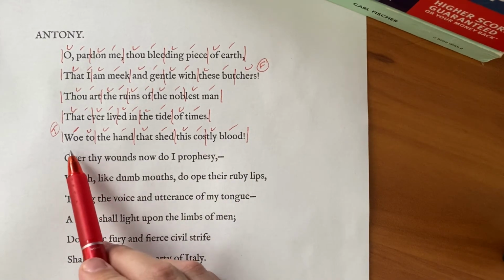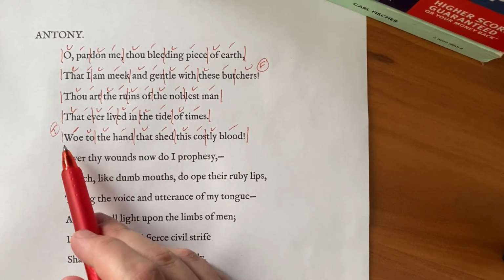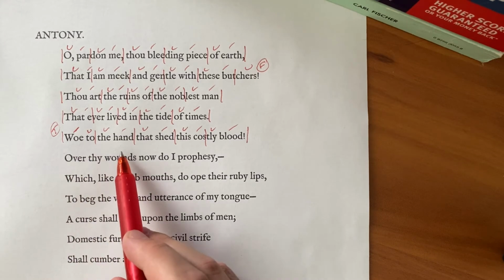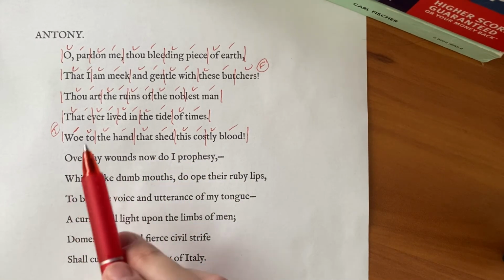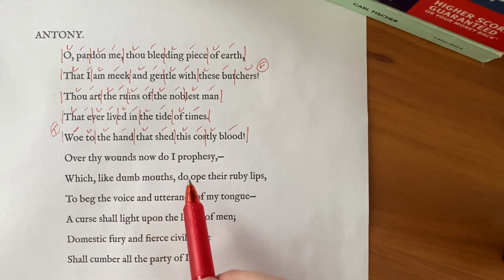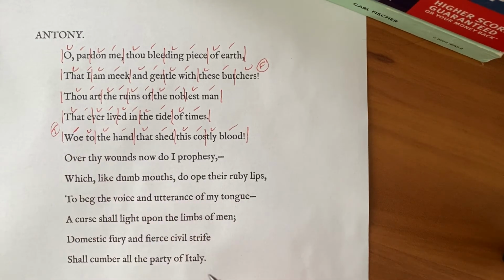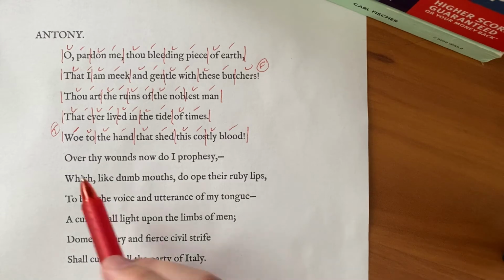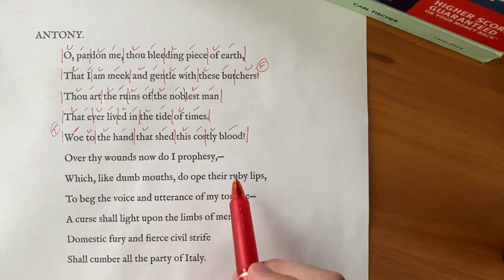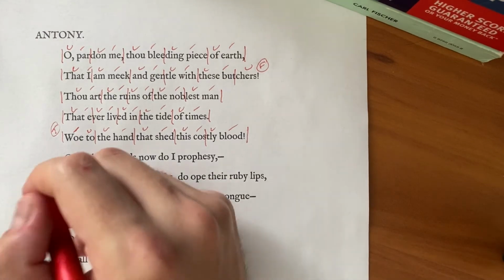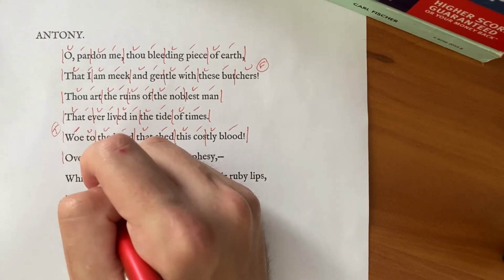Great. So remember, all of our important words are on stresses, and woe is pretty important here. "Woe to the hand that shed this costly blood," instead of "woe to the hand that shed this costly blood." I want to emphasize woe, so I'm using a trochee here. "Over thy wounds now do I prophesy." That seems to be regular. I think there's another trochee at the beginning.